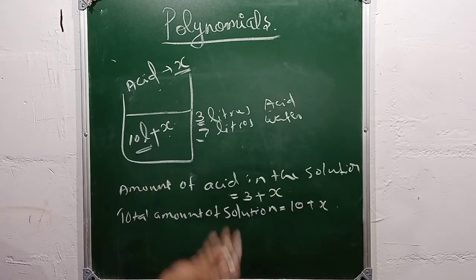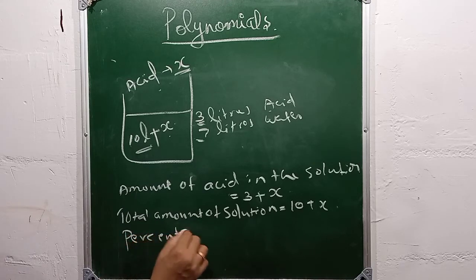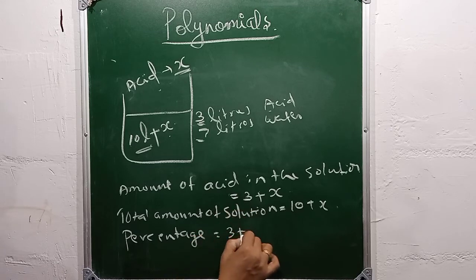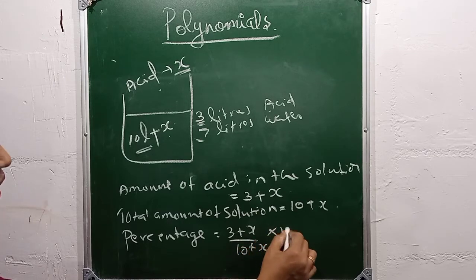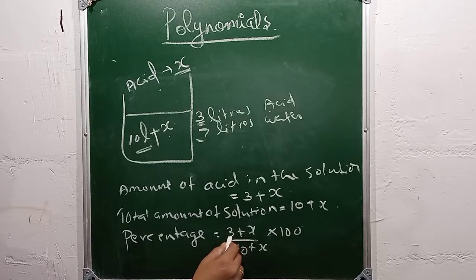Okay. Then how do we find the percentage of acid? Percentage of acid is the acid content, 3 plus x, by the total amount of the solution, 10 plus x, into 100. See, here we have 3 plus x into 100 and by 10 plus x. Okay, 3 plus x by 10 plus x.